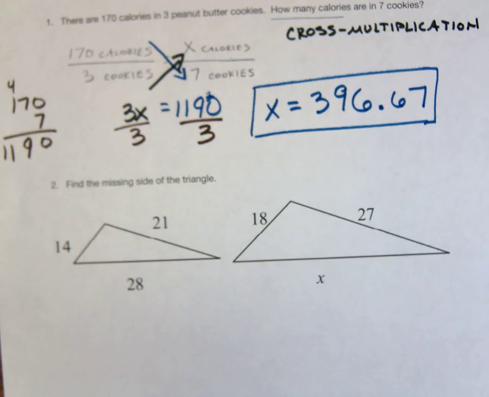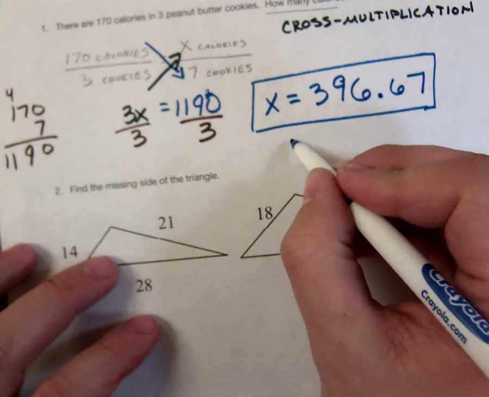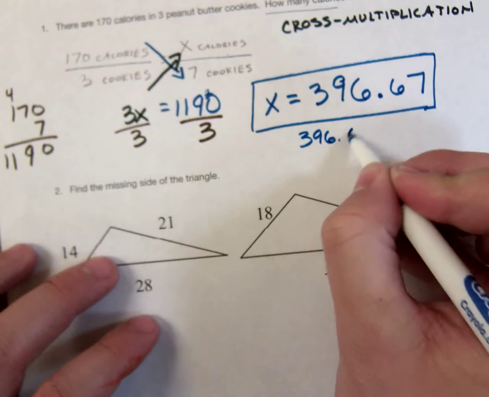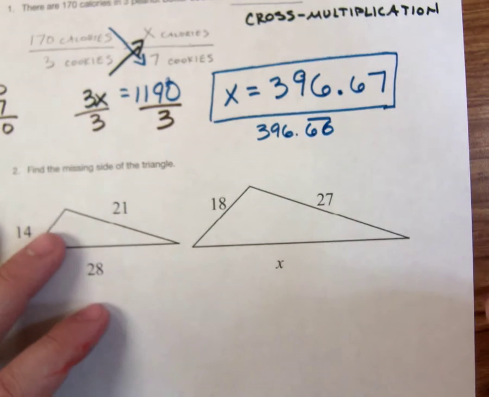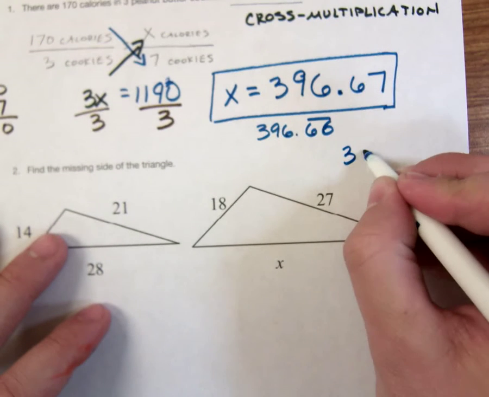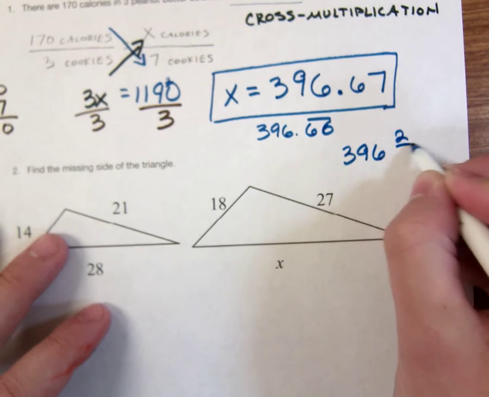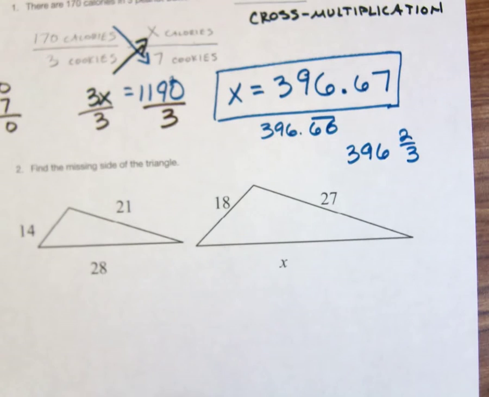Yeah, you could if you really wanted to be impressive, you could say 396.66 with the line on top. Like that. 66, that means repeating. Or if you love fractions, because I know you do, that's 396 and 2/3. That's also fine. Those are all perfectly acceptable ways to write that.